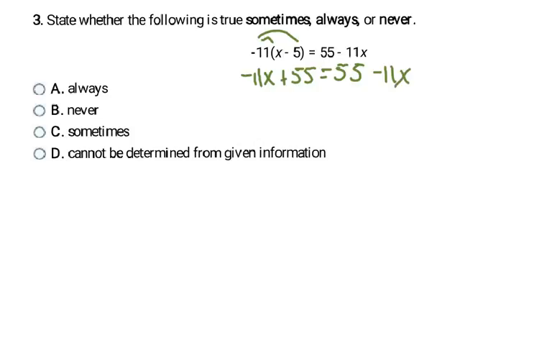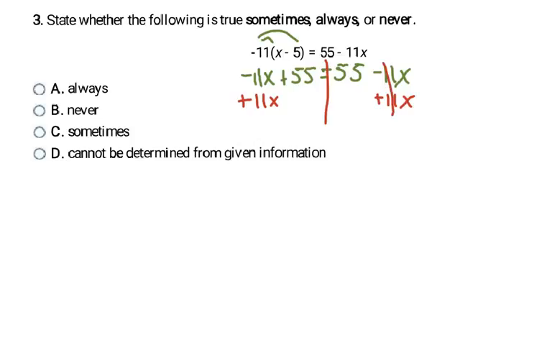I have x's on either side here, so I'm going to go ahead and combine those like terms. But when I bring this 11x over here, it's a minus 11x. So when it changes sides, I have to switch signs. So I'm going to add 11x to both sides.